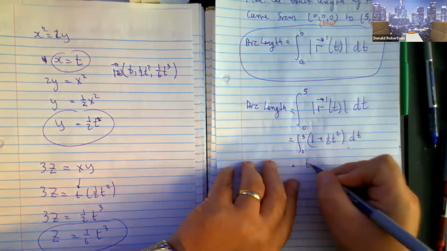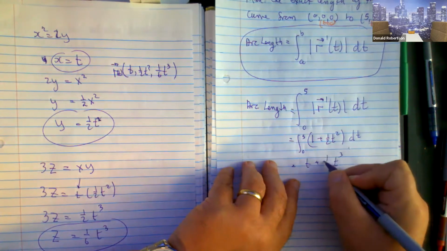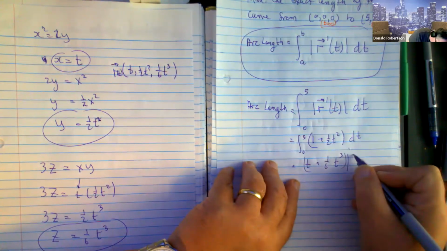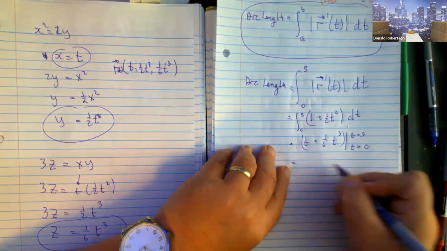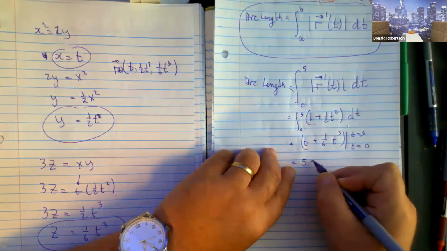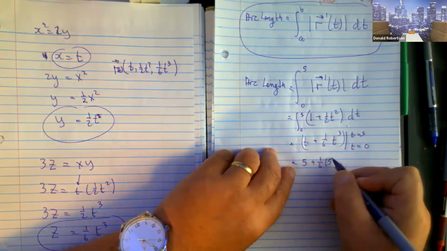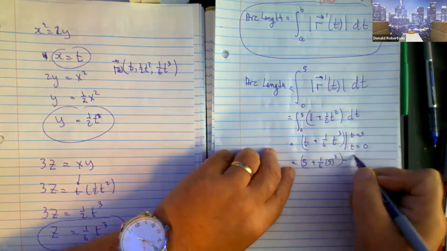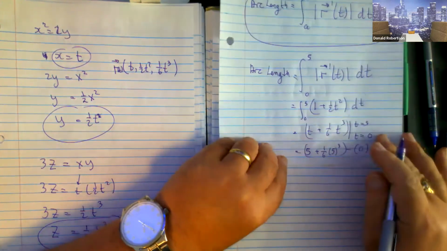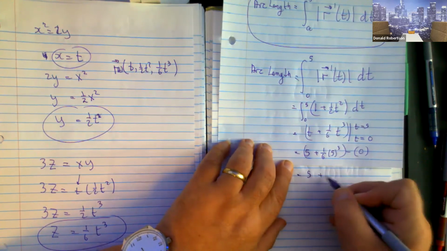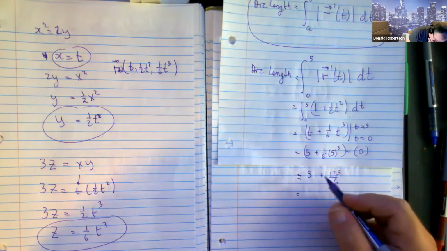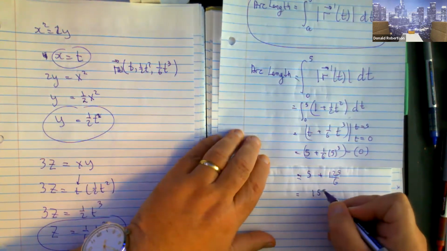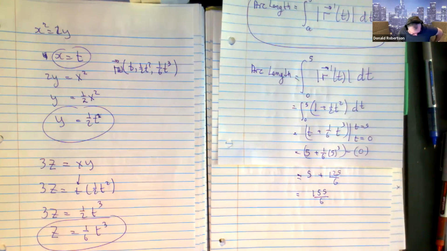which is what? T, add 1 to the power divided by the new power, evaluated at t equals 5 to t equals 0, which gets me 5 plus 1/6 5 cubed. Take away a whole load of zeros. That's 5 plus 125 sixths. That's 30, so that's 155 sixths, which is the right answer, so I'm happy.